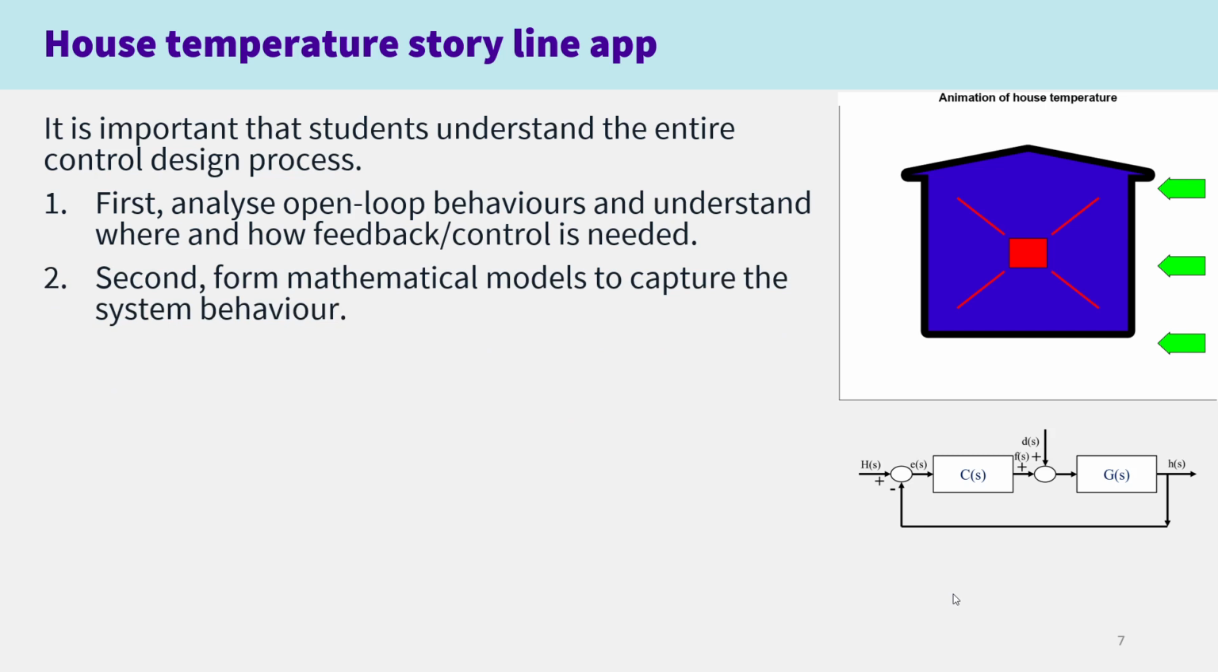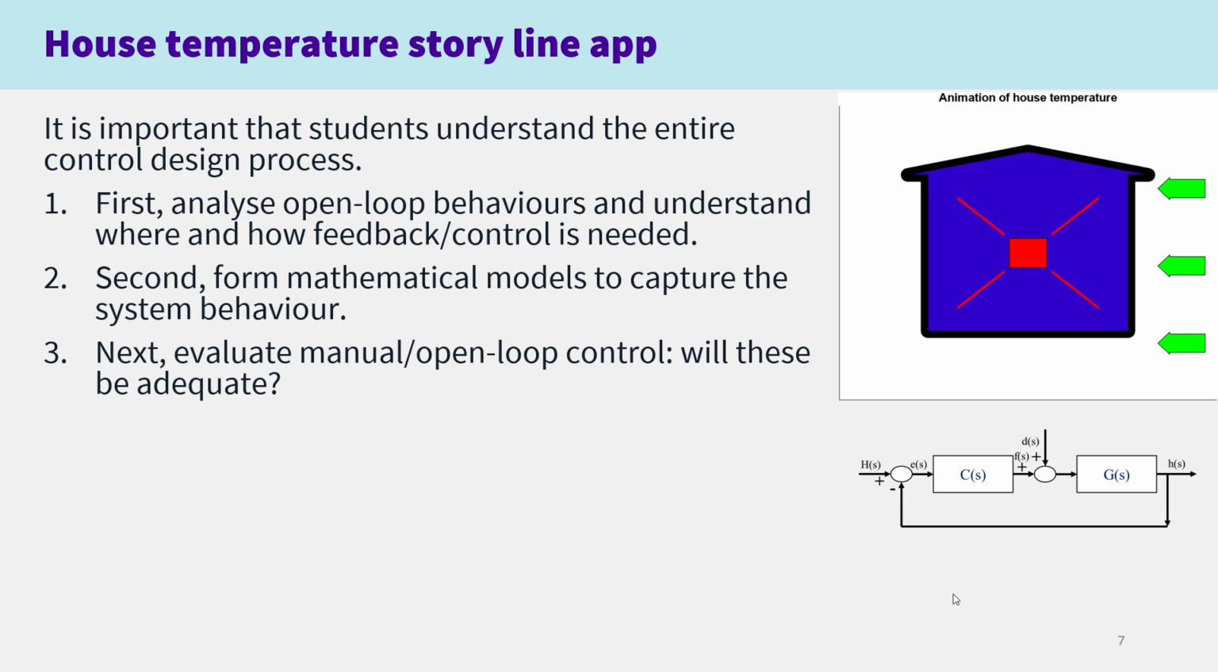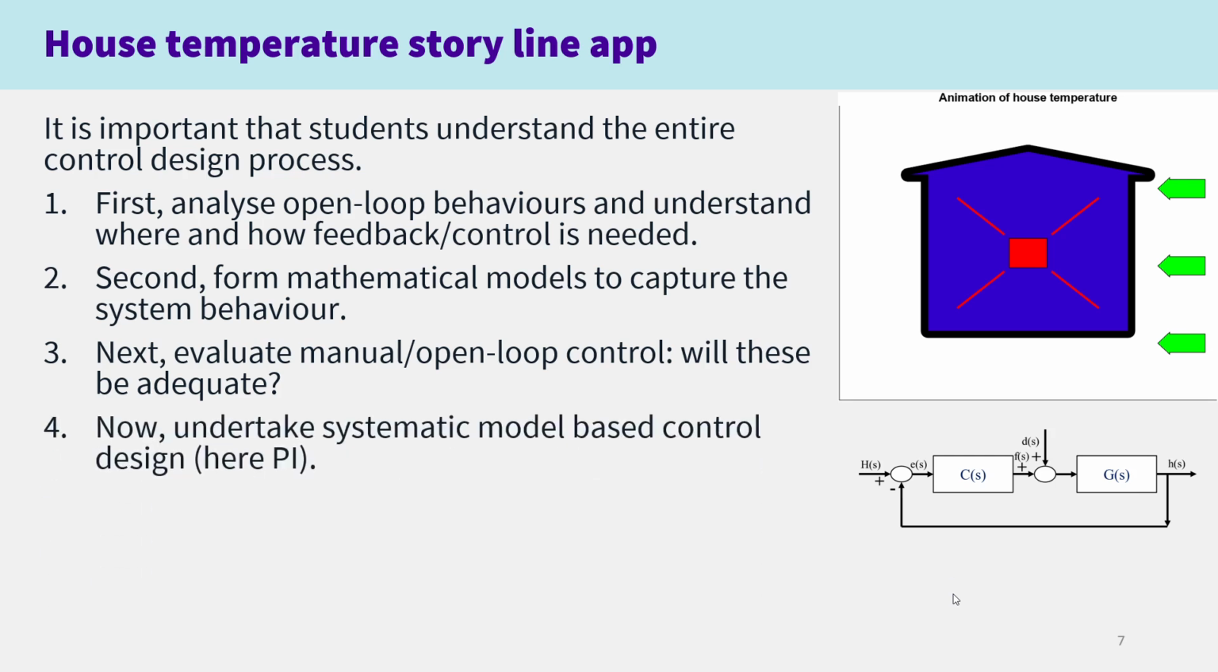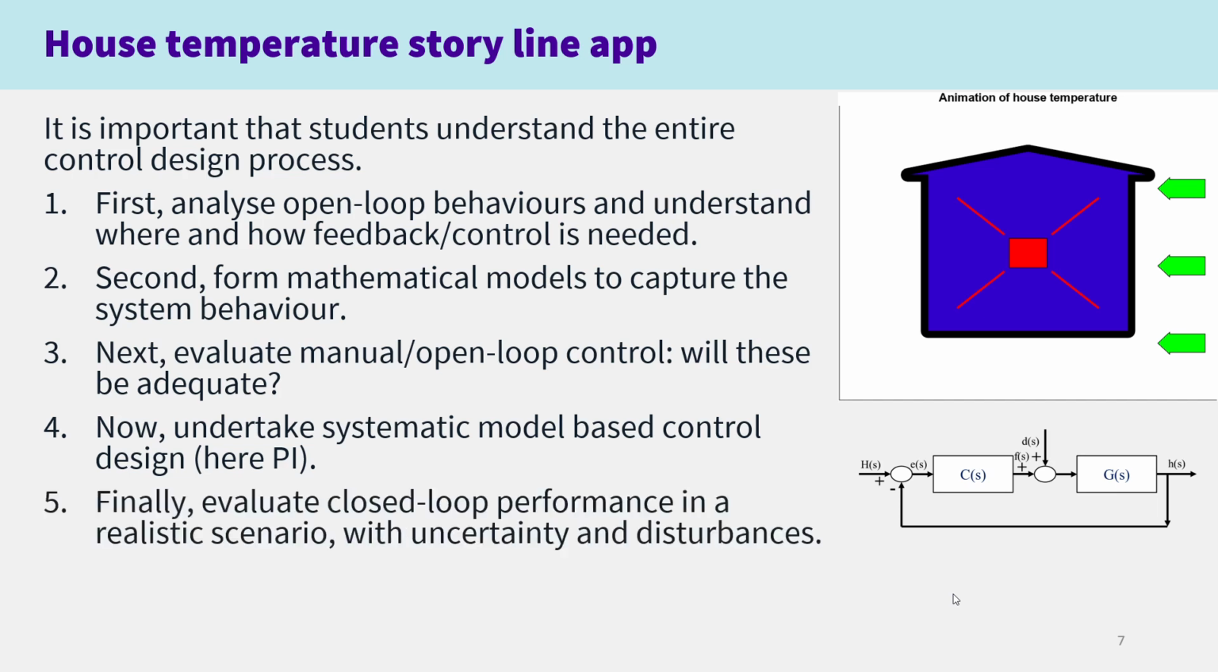Second, we form mathematical models to capture the system behavior. After that, we evaluate manual or open loop control. Will these be adequate? Because they're simple, so always the best options if they're good enough. Next, we undertake systematic model-based control design, and here we illustrate PI. And finally, we want to evaluate the closed loop performance in a realistic scenario with uncertainty and disturbances.